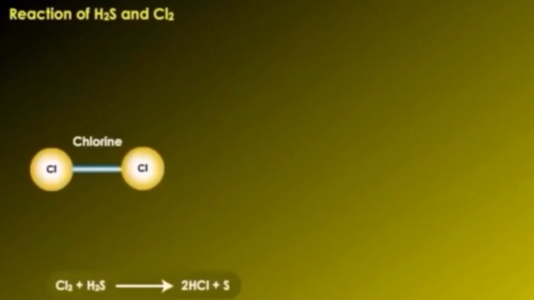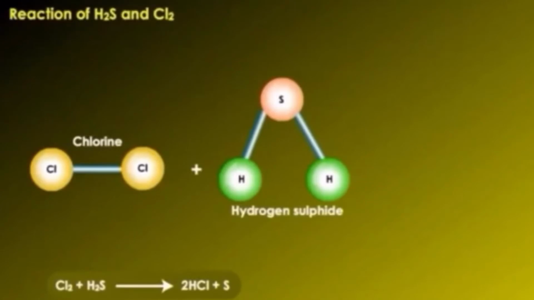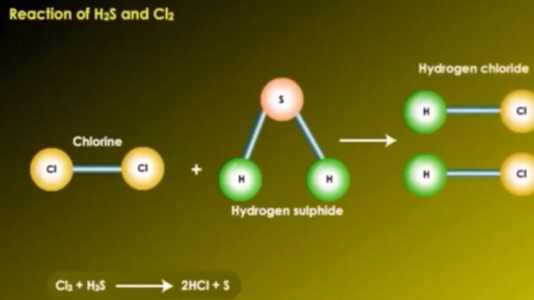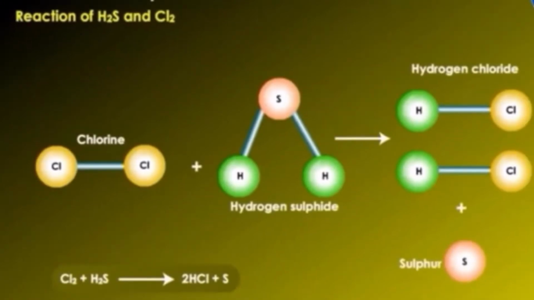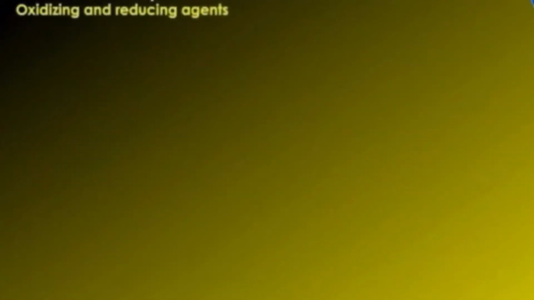In the reaction of H2S and Cl2, Cl2 plus H2S gives 2HCl plus S, that is sulfur. In this reaction, hydrogen is being removed from hydrogen sulfide and is being added to chlorine. Thus, H2S, hydrogen sulfide, is oxidized and Cl2, chlorine, is reduced. Oxidation and reduction together happen in a reaction. Therefore, this type of reaction is called a redox reaction.